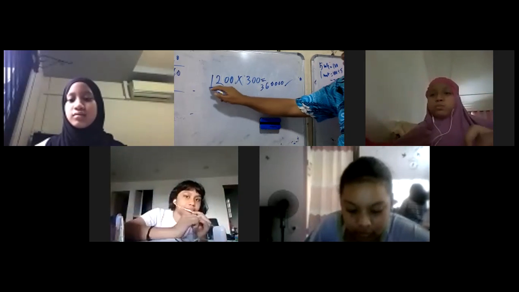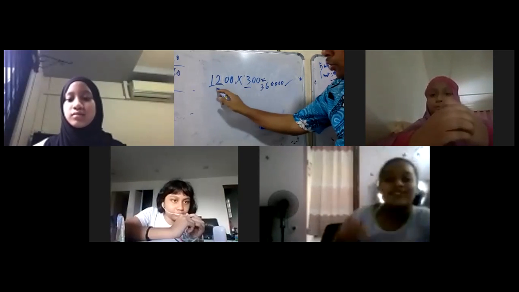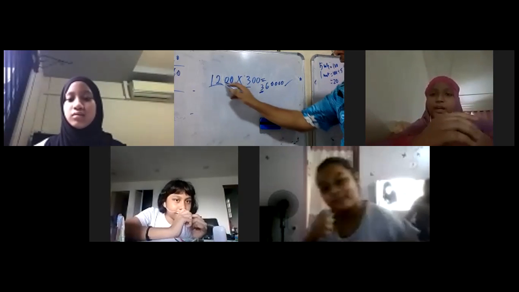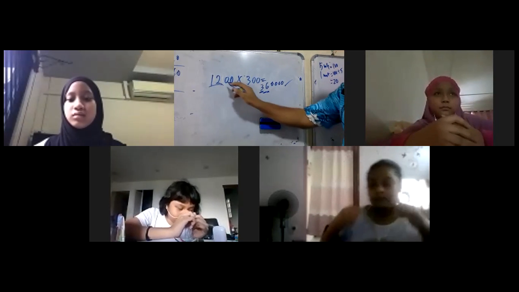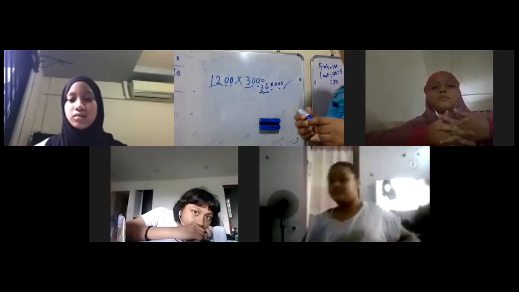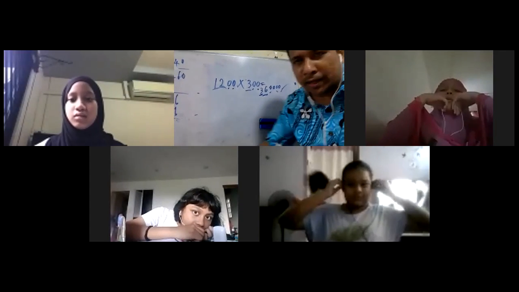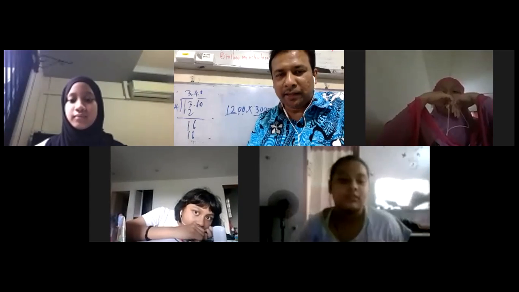So 12 times 3. If you do not know how to do this, 1 times 3 is 3. 2 times 3 is 6. Then 1, 2, 3, 4. Okay, that's it. Since you know this, good enough. Okay, here we go back to the question.